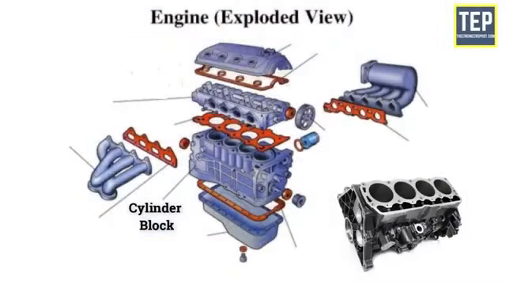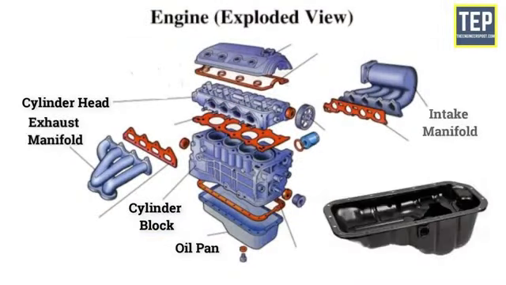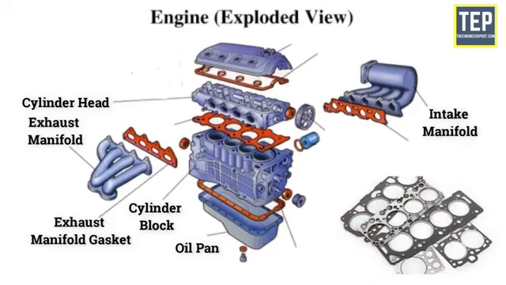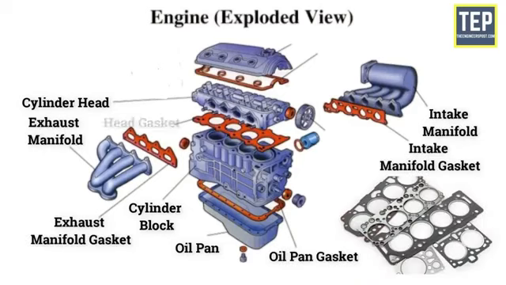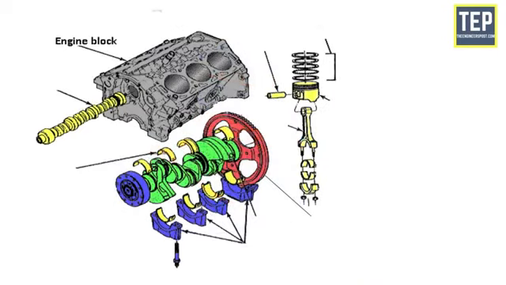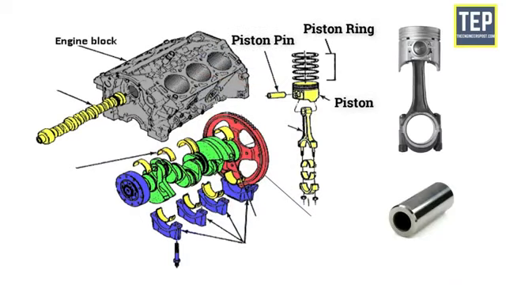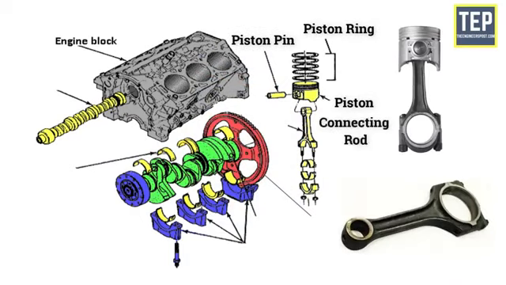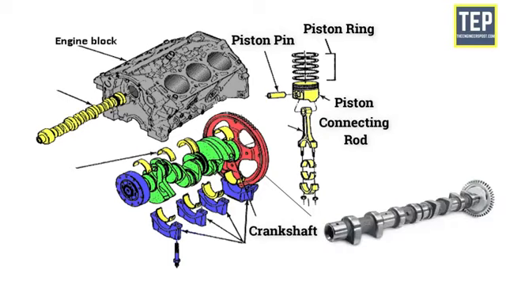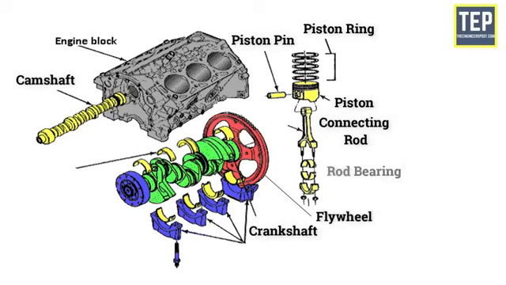Cylinder block, cylinder head, oil pan, manifolds, gasket, and piston, piston ring, piston pin, connecting rod, crankshaft, camshaft, flywheel, rod bearing, main bearings, and bearing caps.